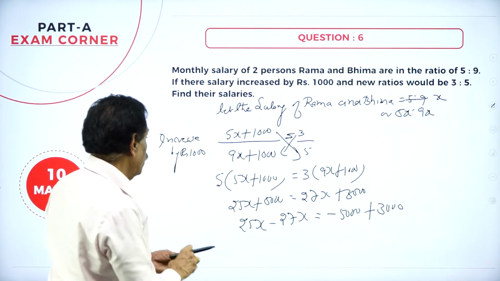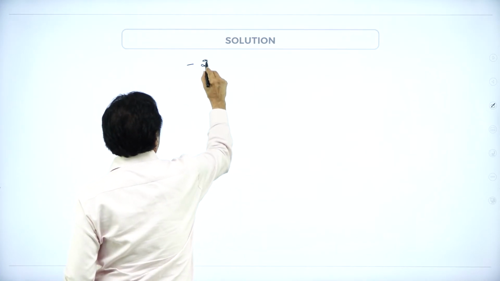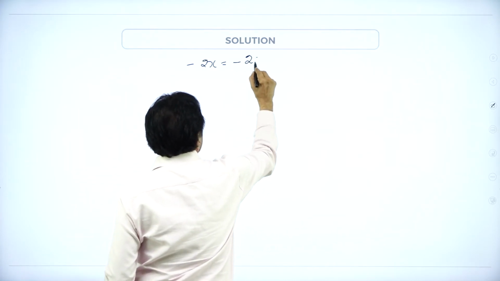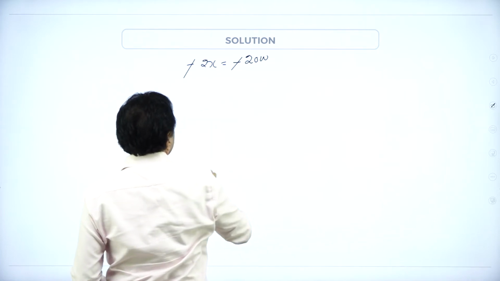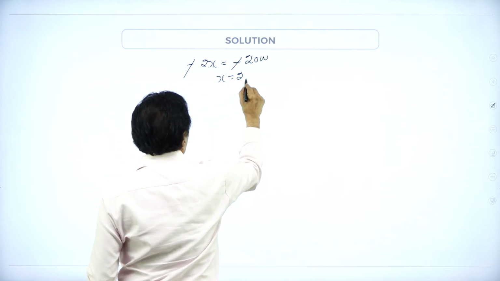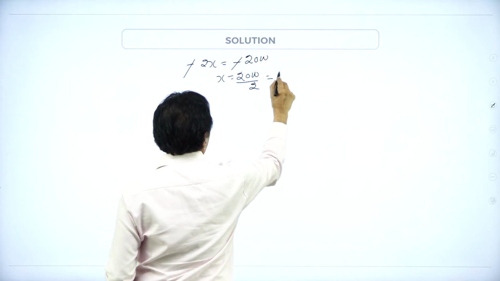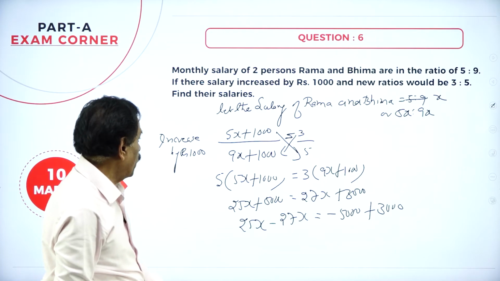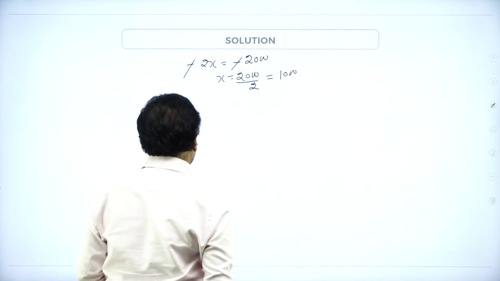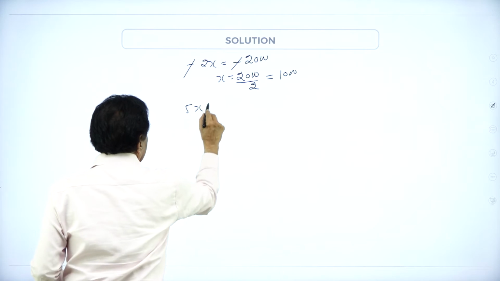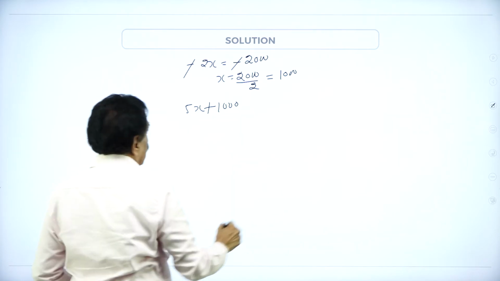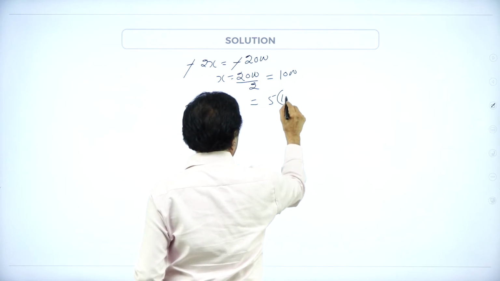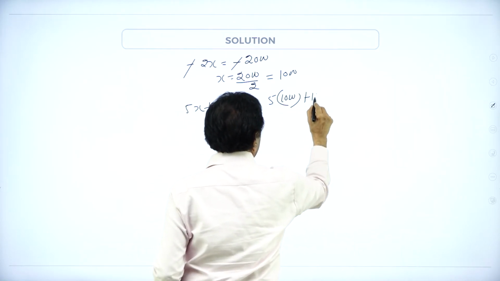Okay. So minus 2x is equal to minus 2000. Cancel the minus, minus. x is equal to 2000 divided by 2, which is 1000. So the x value is 1000. So what does the problem say? 5x plus 1000 is equal to 5 into x, where x is 1000, plus 1000.